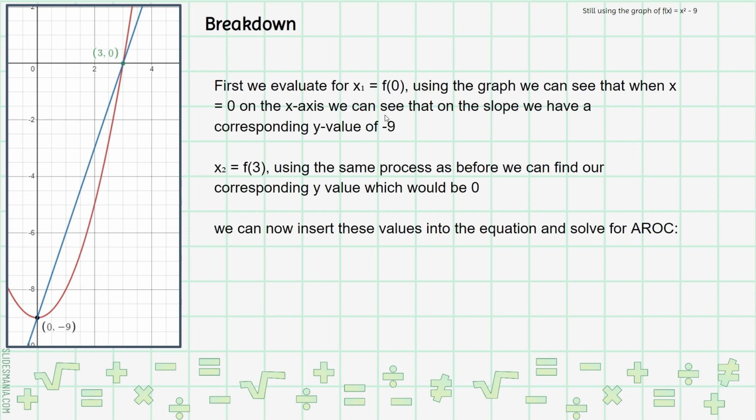Breakdown. First, we evaluate x1 equals f of 0. Using the graph, we can see that when x equals 0 on the x-axis, on the slope we have a corresponding value of negative 9.